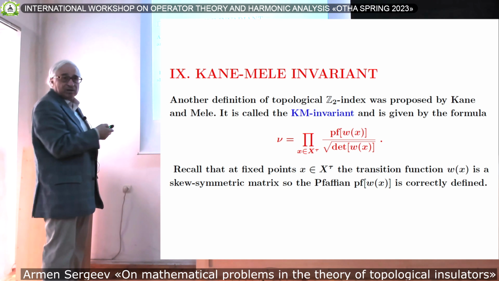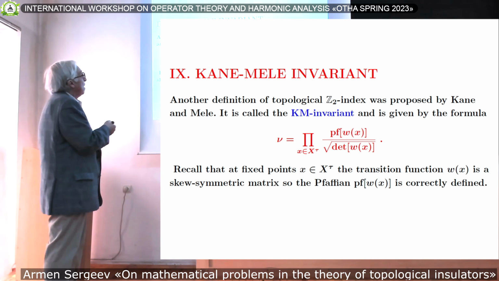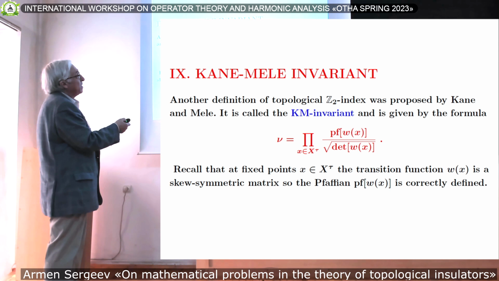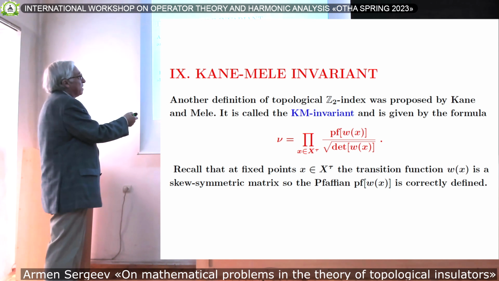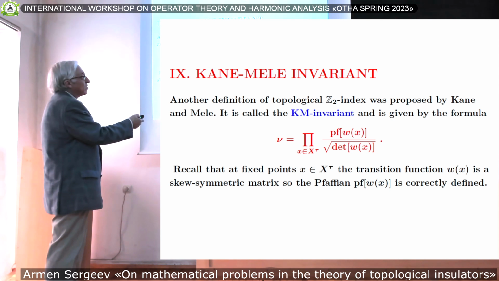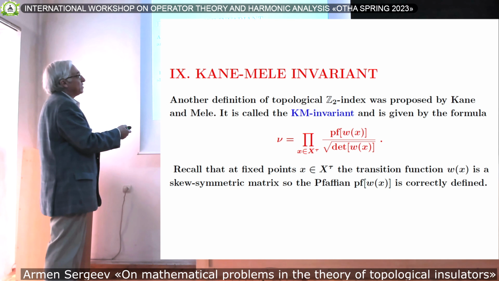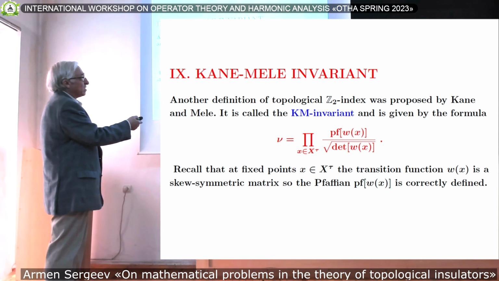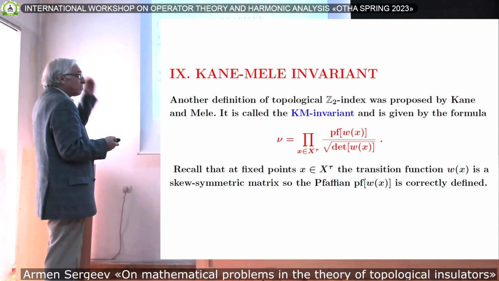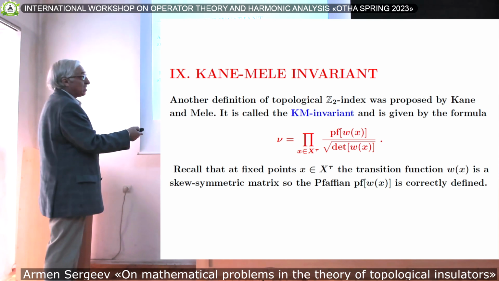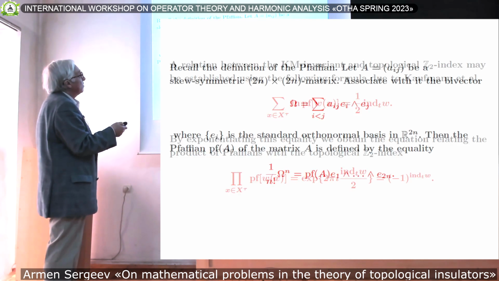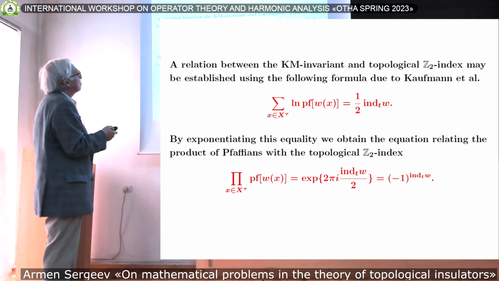That was the first topological invariant constructed by physicists. This Kane-Mele invariant is given by this formula. We take the product over all fixed points of the Pfaffian of Wx divided by the square root of the determinant. Recall that at a fixed point x, the transition function Wx is a skew-symmetric matrix. So the Pfaffian of this matrix, which is just the analog of the determinant for skew-symmetric matrices, is correctly defined. Now I will not recall what the Pfaffian is.